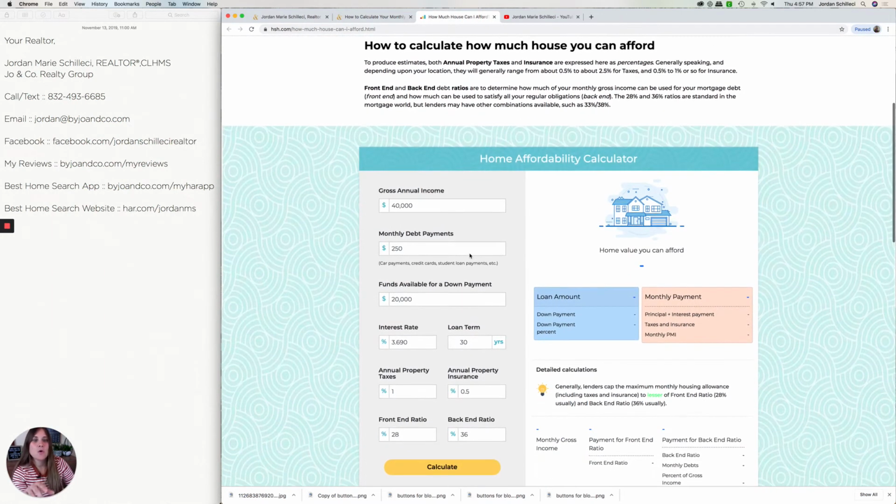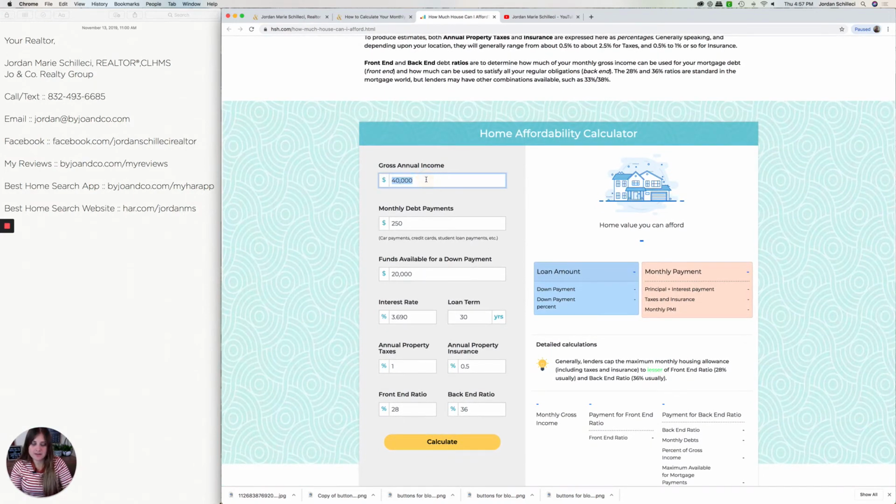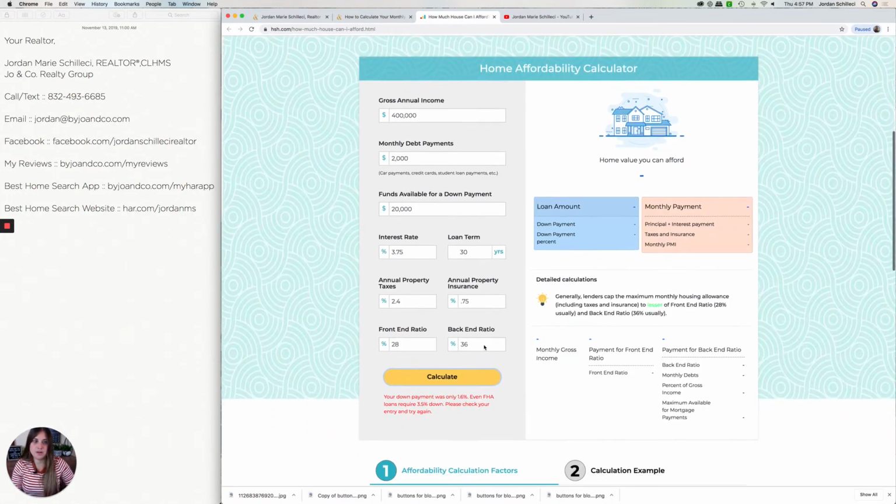Okay, so here's a home affordability calculator. So say your family makes $400,000 and you have $2,000 of recurring credit debt, and funds available for down payment we'll keep at $20,000. Say you have really good credit and you think you're going to get 3.75. Then you have to input annual property taxes. So this is 2.4, insurance 0.75, and you calculate.